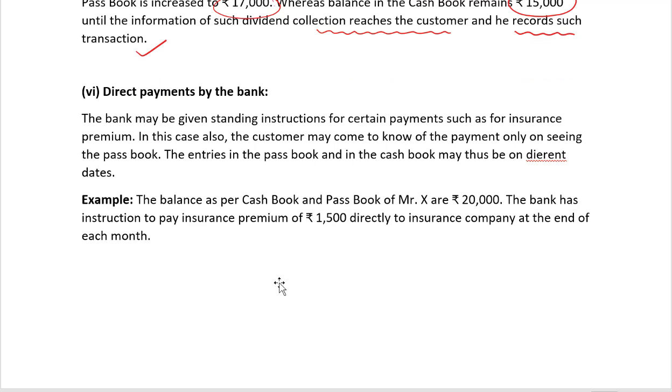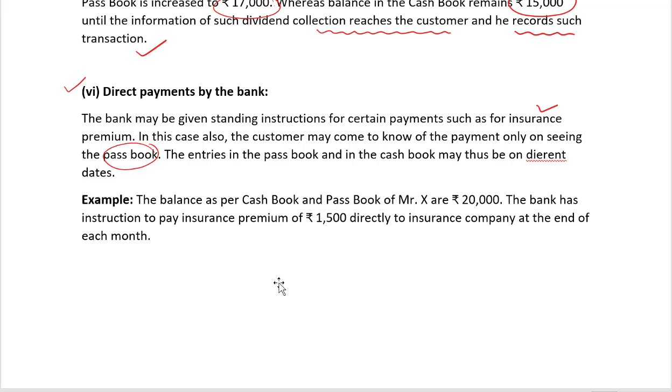The next point, point number 6, direct payments by the bank. Many times it happens that we give a standing instruction to the banker to make some direct payment, supposedly insurance payment, electricity payment, and so on. The bank may be given a standing instruction to make certain types of payment for insurance premium. In this case also, the customer may come to know of the payment only on seeing the passbook, because the insurance company will directly send the bill to the banker and the bank on our behalf makes the payment for the insurance premium on time. So in that way, the customer will not miss the deadline.